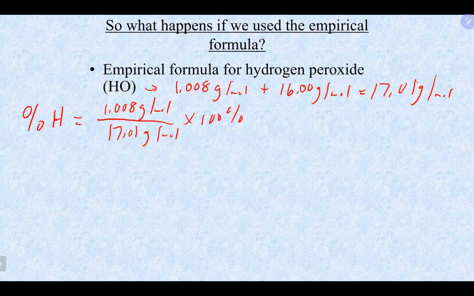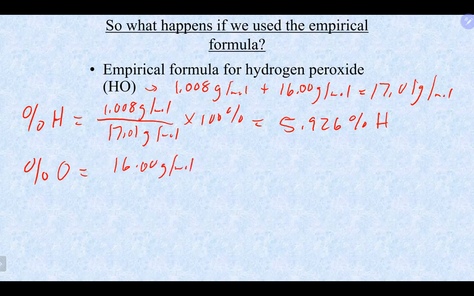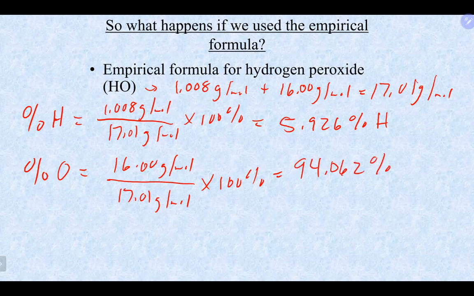And we end up with 5.926% hydrogen. We'll do it the long way here for oxygen. Same thing, 16 grams per mole divided by 17.01 grams per mole times 100%. That gives us 94.06% oxygen.